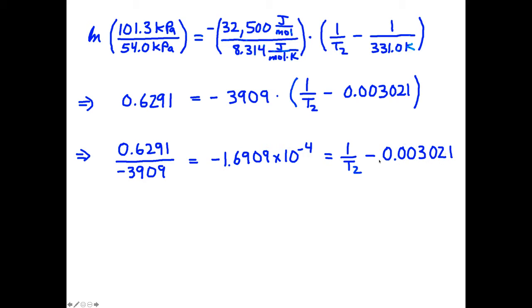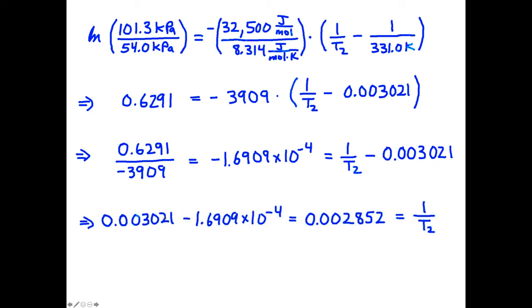And then you're going to want to get rid of the 0.003021. So add that to both sides. And adding 0.003021 to negative 1.690409 times 10 to the minus 4th is 0.002852. And then that equals 1 over T2.